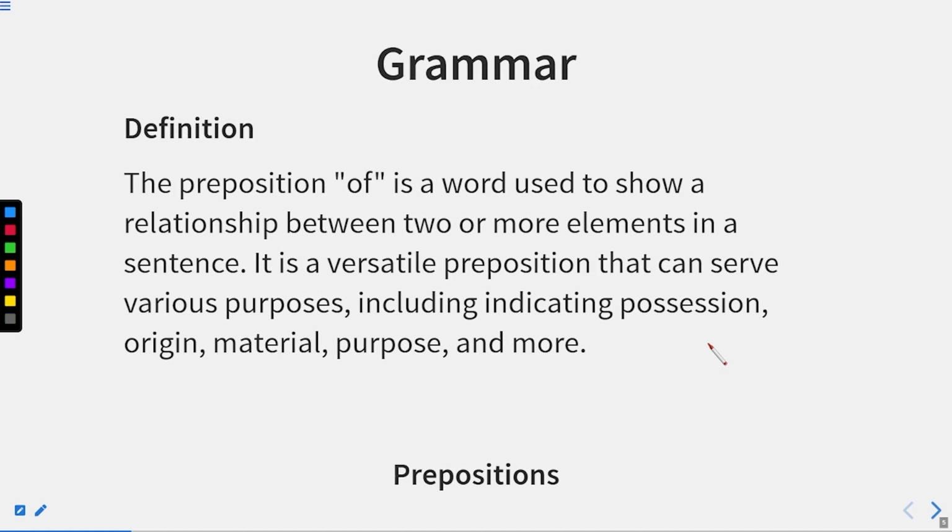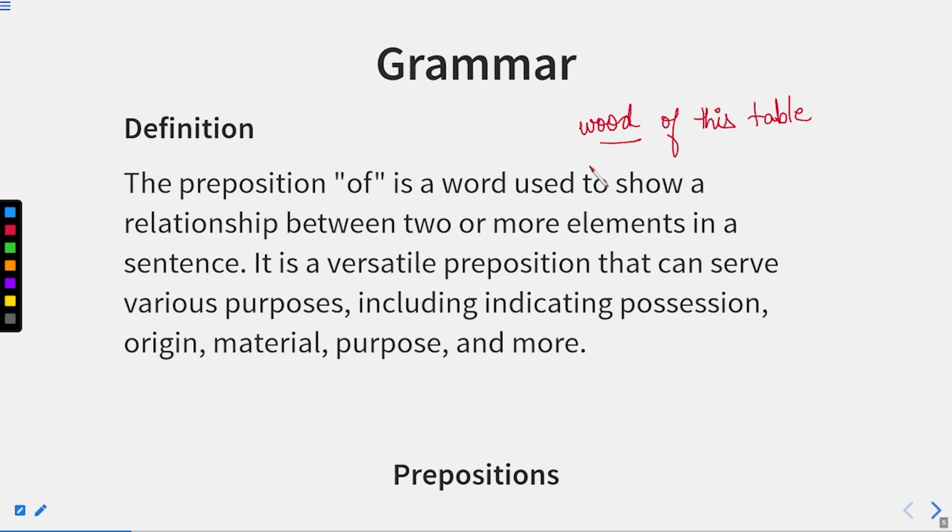First of all, we'll read the definition of it. The preposition of is a word used to show a relationship between two or more elements in a sentence. It means whenever we have two things, it shows the relationship between the two, and it makes the part out of it. For example, if I say wood of this table, it means I'm particularly talking about the wood or the material of this table only, that belongs to this table only.